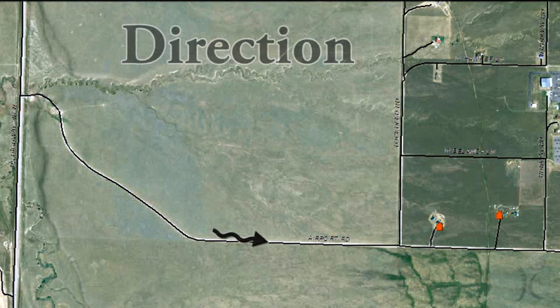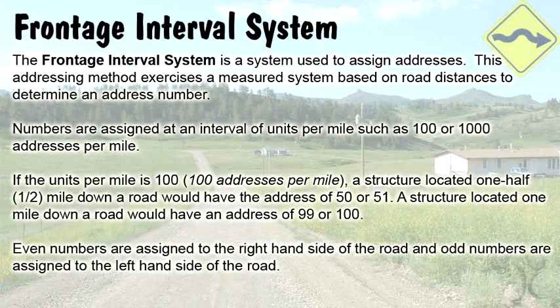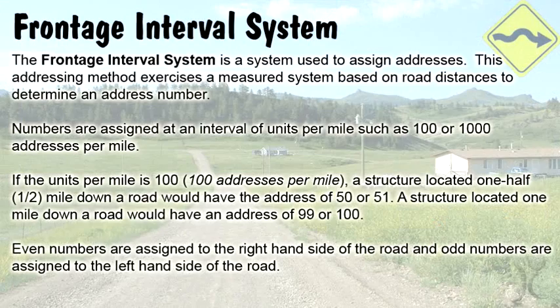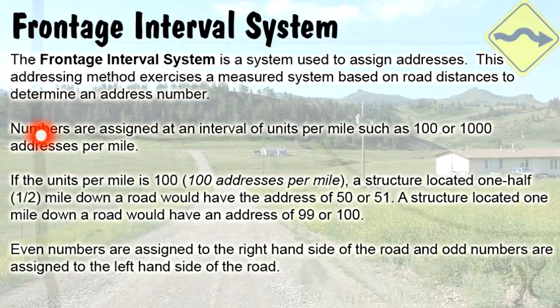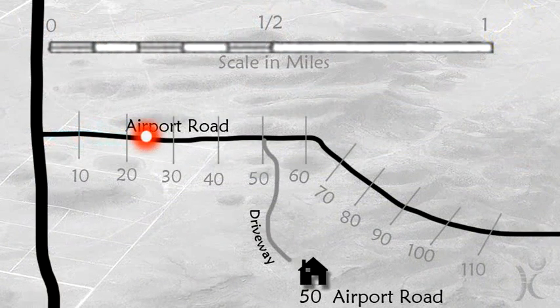We will be implementing the frontage interval addressing system for this area. Well, how does this frontage interval system work? The frontage interval system exercises a measure based on actual road distance to determine a unique address number. Address numbers will be assigned at an interval of 100 per mile. Therefore, a structure located 1/2 mile down a road would have an address of either 50 or 51, depending on what side of the road it was on.